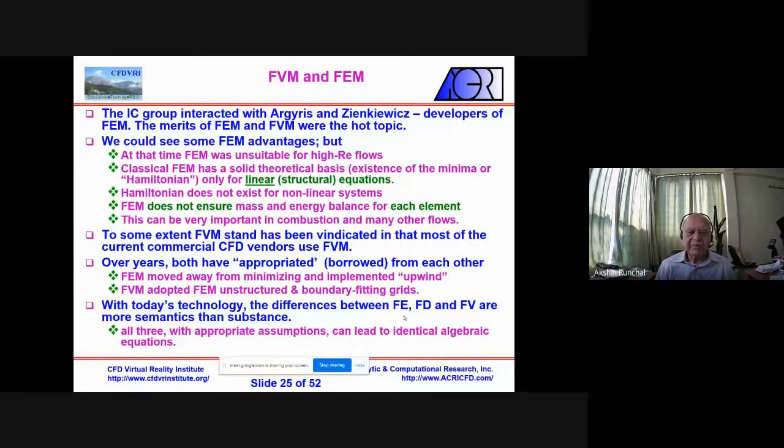So overall, I personally prefer the finite volume, though you can derive the basic equations from each method. And the main reason is that finite volume allows you to minimize your error at each point. Finite element does not.